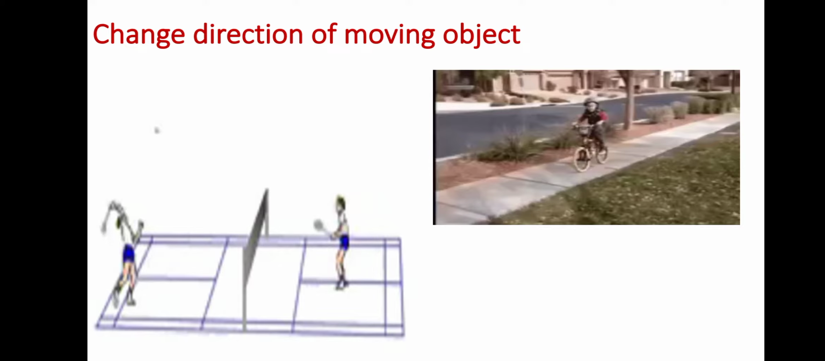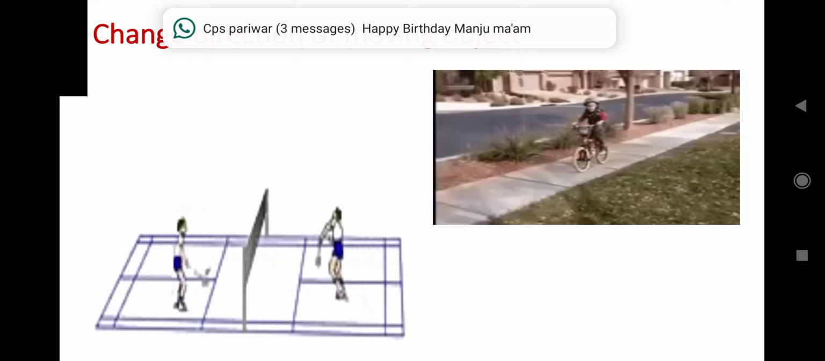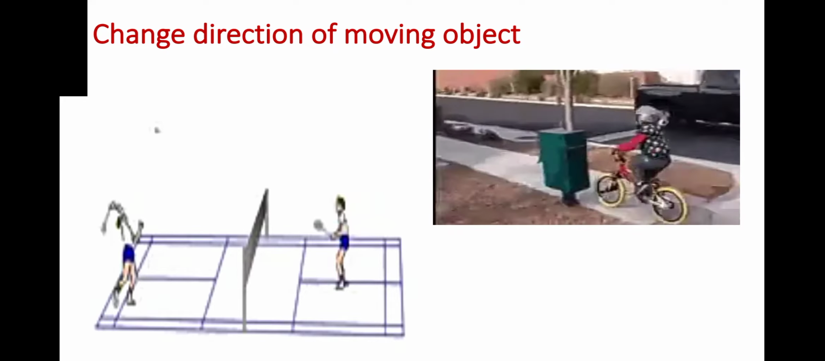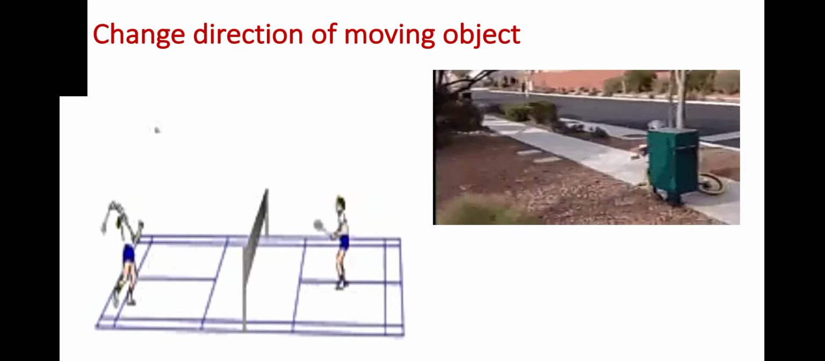Force also changes the direction of the moving object. The badminton here is being played and we see the cock continuously changes its direction when force is applied in the opposite direction. The boy cycling experiences the change in direction and state of motion when there is an obstacle in between.